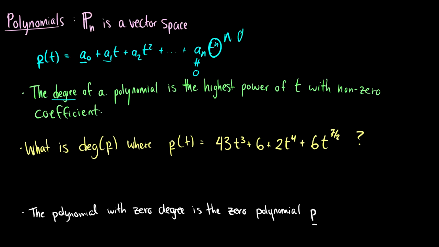So that's n degree. For an example, what is the degree of p, where we have the polynomial 4 minus 3t cubed plus 6 plus 2t to the 4 plus 6t to the 7 halves? Well, this is the same thing as 3.5. Our highest power is t to the 4, so the degree of the polynomial p is going to be 4. The polynomial with the 0 degree is the 0 polynomial. So this is usually just, again, written as a 0.